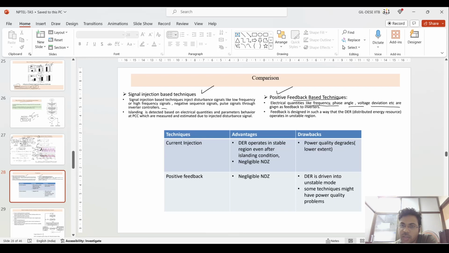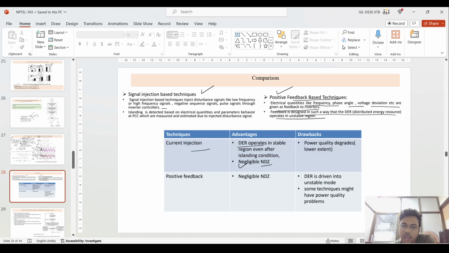Same with the positive feedback based technique. Here the electrical quantities such as frequency, phase angle and voltage deviation are given as feedback to the inverter. The inverter should adjust based upon this voltage disturbance and keep the voltages, which are coming in the islanding situation, at a constant level. The feedback is designed in such a way that the distributed energy sources operate in an unstable situation.